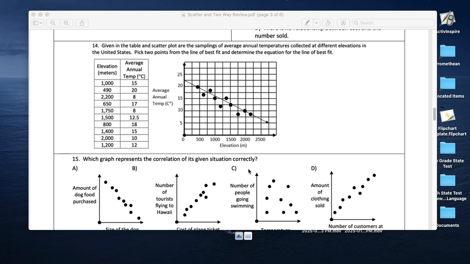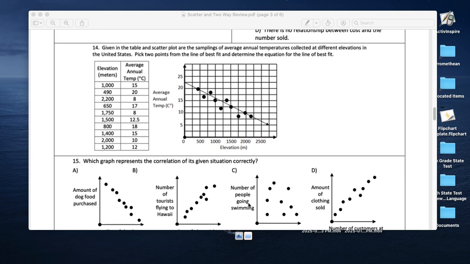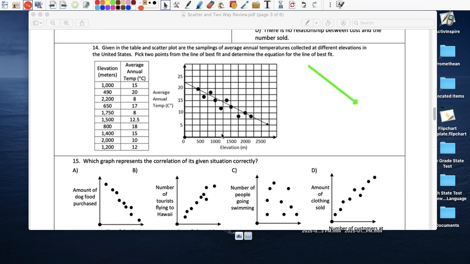Number 14. Pick 2 points of best fit. Notice that I'm stressing these types of questions. Hint: you plotted the points, you draw a line of best fit, and now you're supposed to pick 2 points. We're not going to pick these guys here. Let me change colors. These guys are not on the line, so don't pick the ones in green. You want to pick from the 4 that are left. Look, they're on the line.